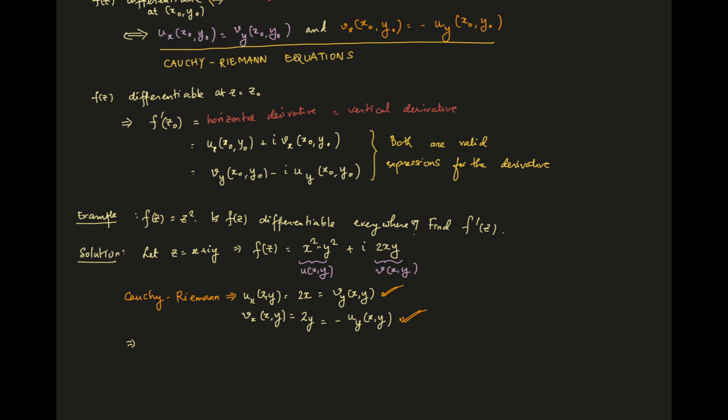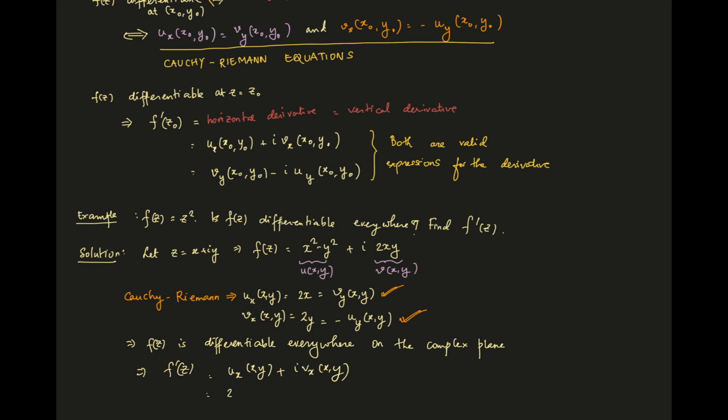Okay. So both Cauchy-Riemann equations are satisfied, which means f(z) is differentiable, and since both equations are satisfied everywhere on the complex plane, this means that f(z) is differentiable everywhere on the complex plane. Now, if this is the case, we can write f prime of z in terms of the horizontal derivative, so ux plus iota vx, and you can perform this calculation and you get that this is the same as 2z.